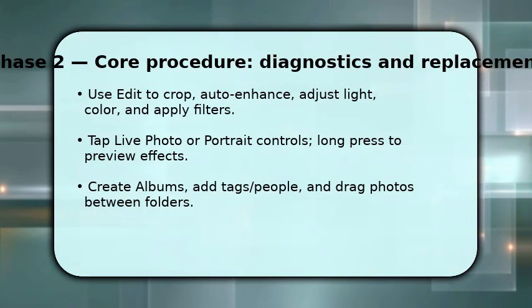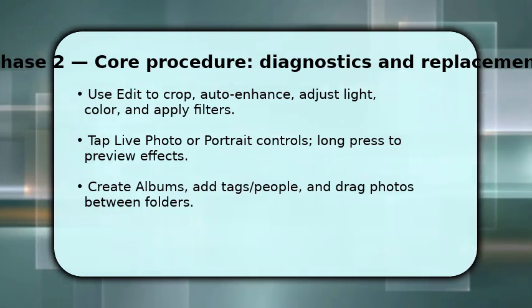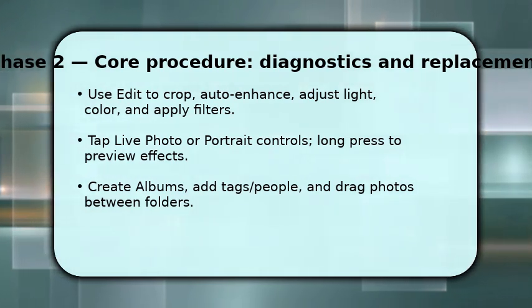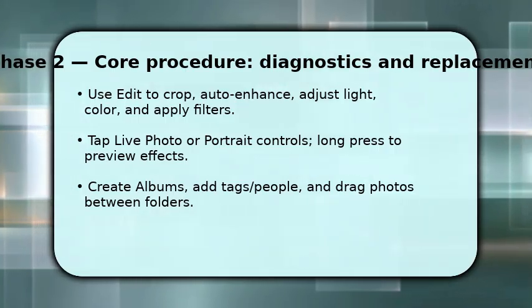Now you edit and organize. Tap Edit to crop and adjust light or color. Press Auto for quick improvement, then fine-tune sliders for highlights and shadows. Once you like the look, tap Done to save non-destructively so you can revert.